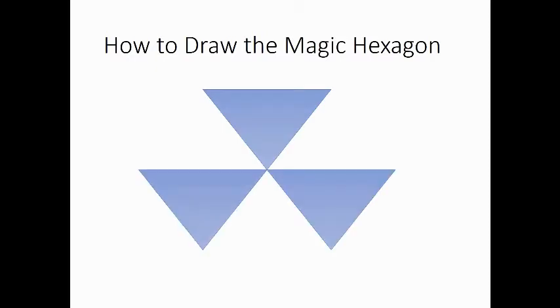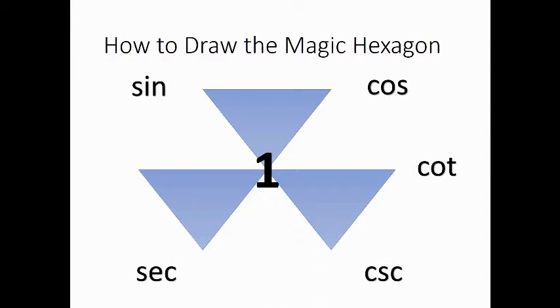First, we need to learn how to draw the magic hexagon. Create 3 inverted triangles. Add the number 1 in the center. Name each corner of the triangles with the corresponding functions in a clockwise direction. Sine, cosine, cotangent, cosecant, secant, and finally, tangent.